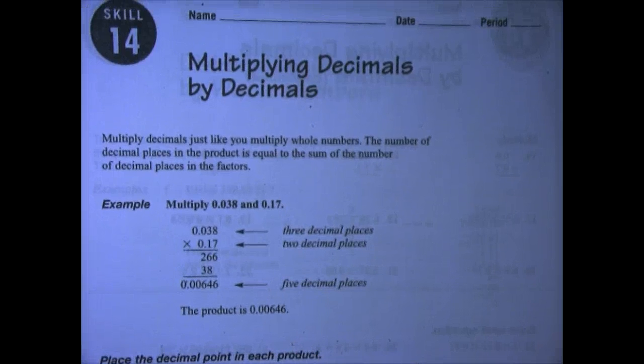Let's take a look at Skill 14, multiplying decimals by decimals. Again, this is part of RTI packet number 6, which is going to be due on Tuesday, February 10th, and your quiz will be Wednesday, February 11th.